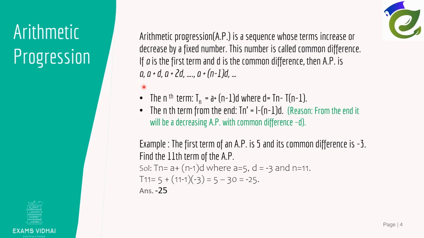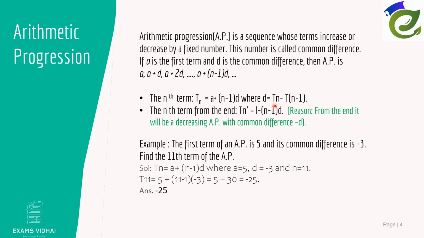If D is positive, then it will be an increasing AP, or else if D is negative, it will be a decreasing AP. You can observe that the nth term or the general term can be written as A plus n minus 1 into D. And if we are given a general term of the AP, then we can get its common difference by doing D is equal to Tn minus Tn minus 1. Because these are consecutive terms, the difference will give us the common difference of the AP.